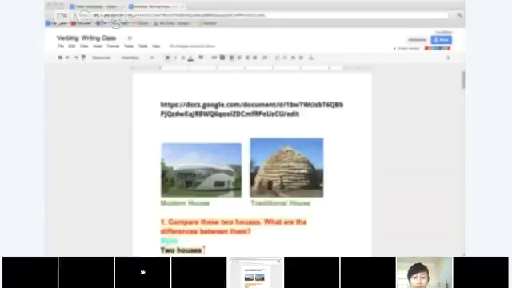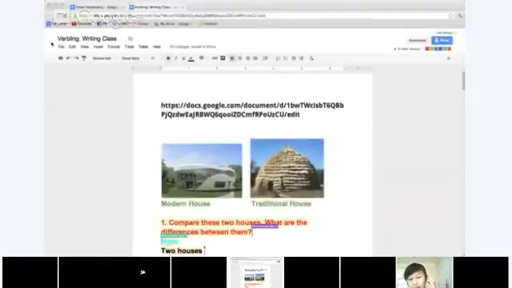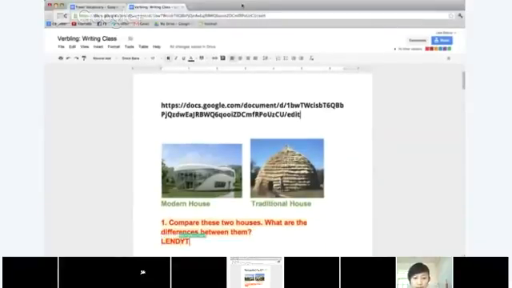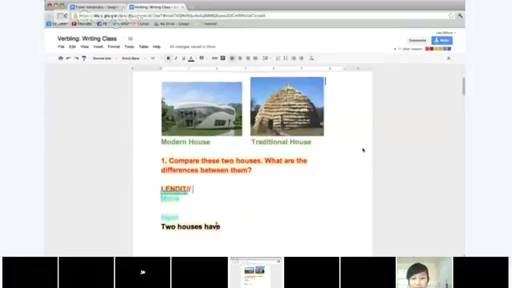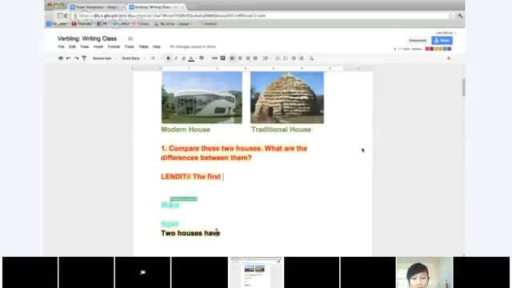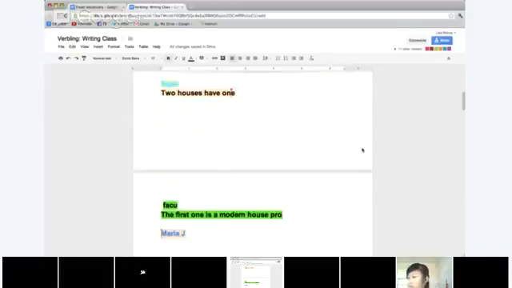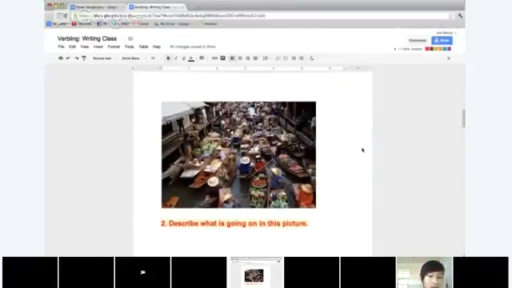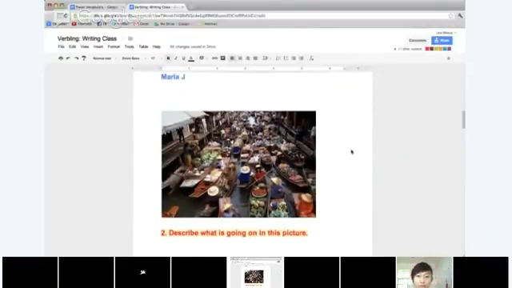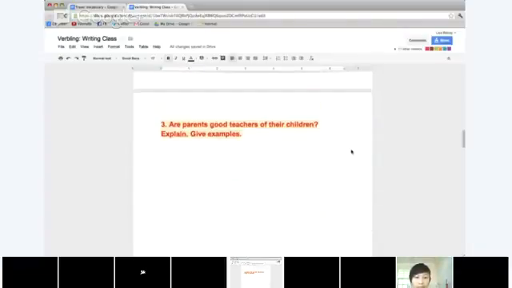So today I will just go over briefly the questions. I did another one of those comparisons. So in the first question we have two pictures here with two very different types of houses, a very modern house and one a more traditional type of house. So you could just talk a little bit about the differences, describing each one and seeing how they're different. Number two is another picture. You can describe what you see in this picture, what is going on in the picture, for example. And number three is a question: are parents good teachers of their children?